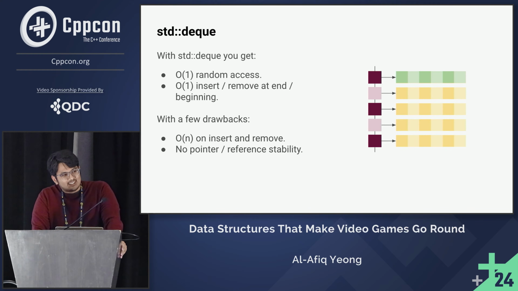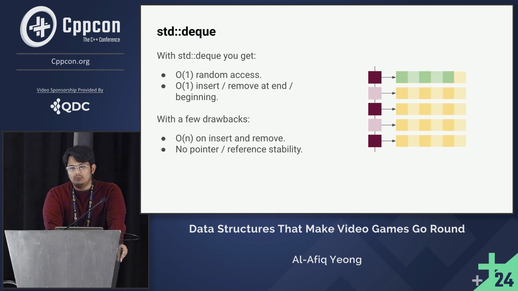But std::deque also has the same benefits and problem as the vector. With std::deque, you get O(1) random access, you get O(1) on insert and removal at the end and the beginning. But it also has the same problem as the vector. You have O(n) on inserts and removes that are in the middle of the container. So if you remove something that's in the middle, right, it pops up. And then to reduce fragmentation, std::deque would shift all of the contents down to close the gap. And that basically breaks the pointer and reference stability that we need.